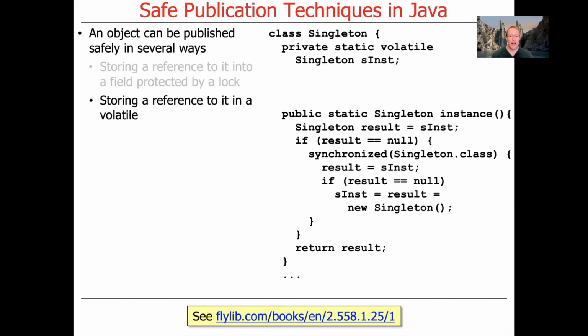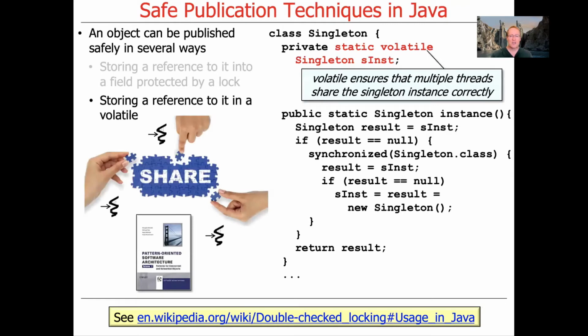So what we're going to do now is take a look at another way to do this, which is a little bit lighter weight than having to synchronize the entire instance method. And this is going to be done by storing a reference to the object which contains the state in a volatile variable. So let's take a look. Here's how you can do this approach.